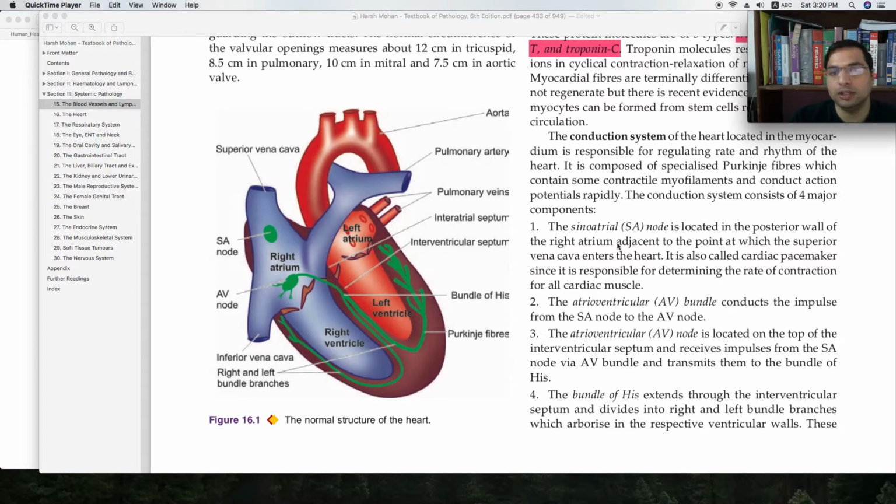So the SA node is located at the posterior wall of the right atrium, right, where the superior vena cava enters the heart, right. So at the posterior wall of the right atrium.